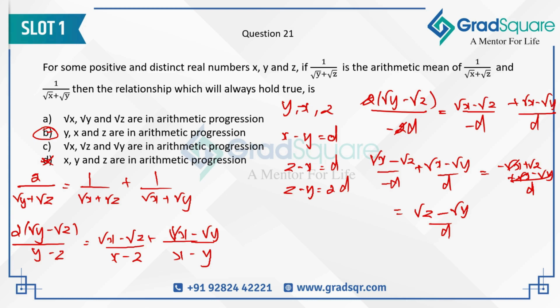So the value on the other side is nothing but (root y minus root z) by minus d, which can be written as (root z minus root y) by d. So right hand side value is equal to left hand side. So option B is the correct answer for this given question.